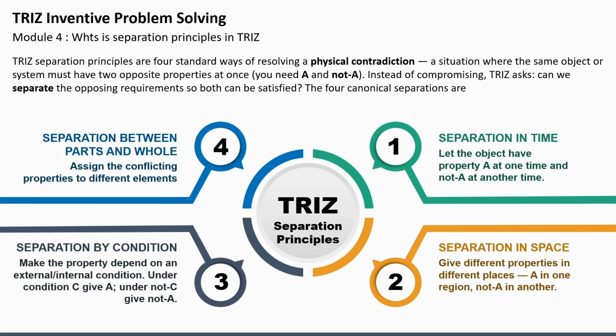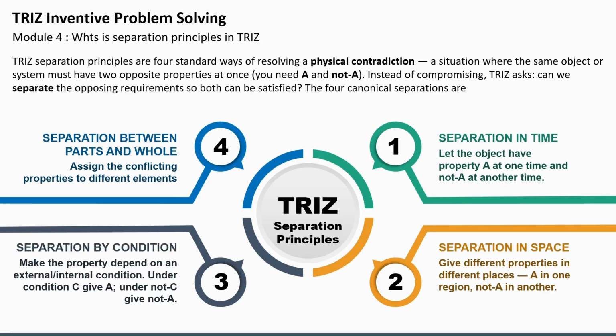How do we achieve it? We can achieve it using a method called separation by parts. That means bring two parts to the window as a whole. We can break it into two parts, and one part will take care of the window being transparent to see through, and the other part will take care of the window being strong to resist the impact. So these are the four separation principles that we see in TRIZ, the inventive problem solving methodology, to handle physical contradiction.